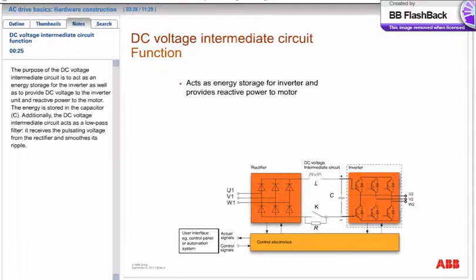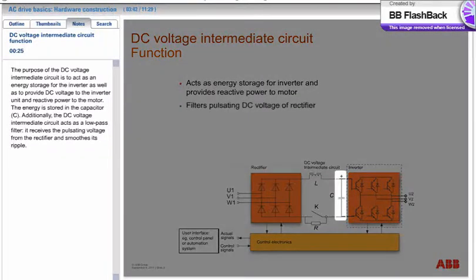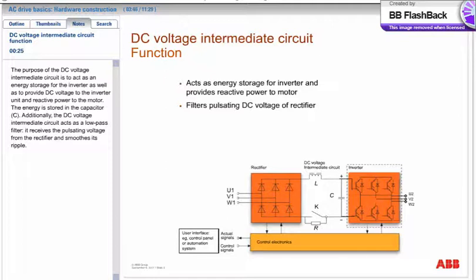The purpose of the DC voltage intermediate circuit is to act as an energy storage for the inverter, as well as to provide DC voltage to the inverter unit and reactive power to the motor. The energy is stored in the capacitor, C. Additionally, the DC voltage intermediate circuit acts as a low-pass filter. It receives the pulsating voltage from the rectifier and smooths its ripple.